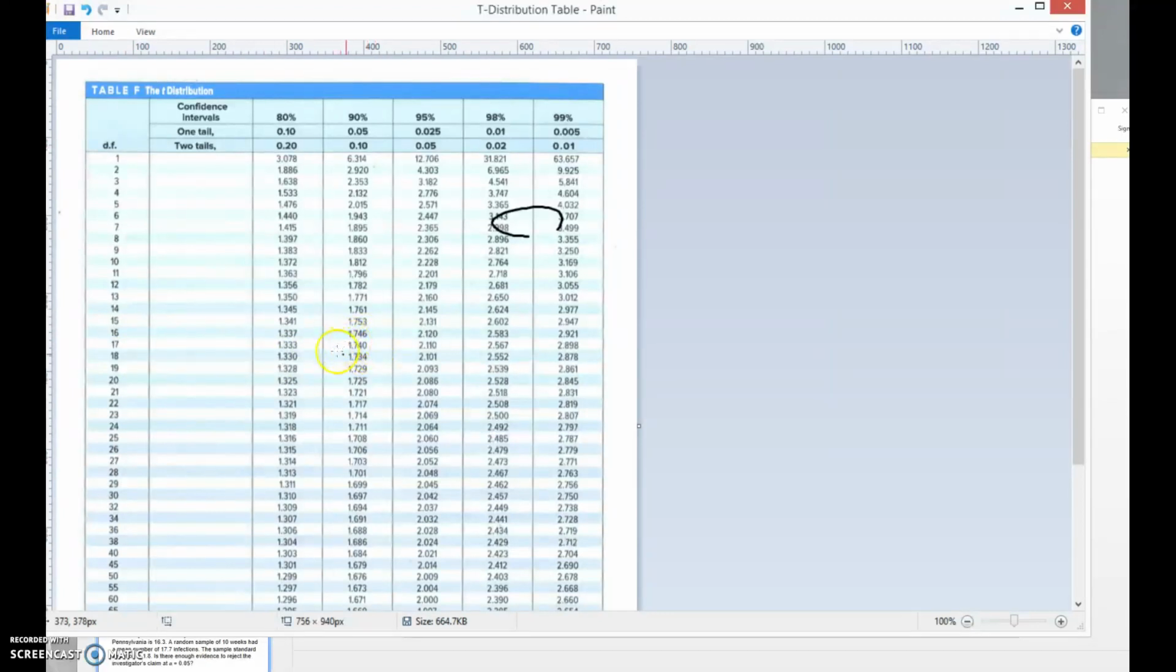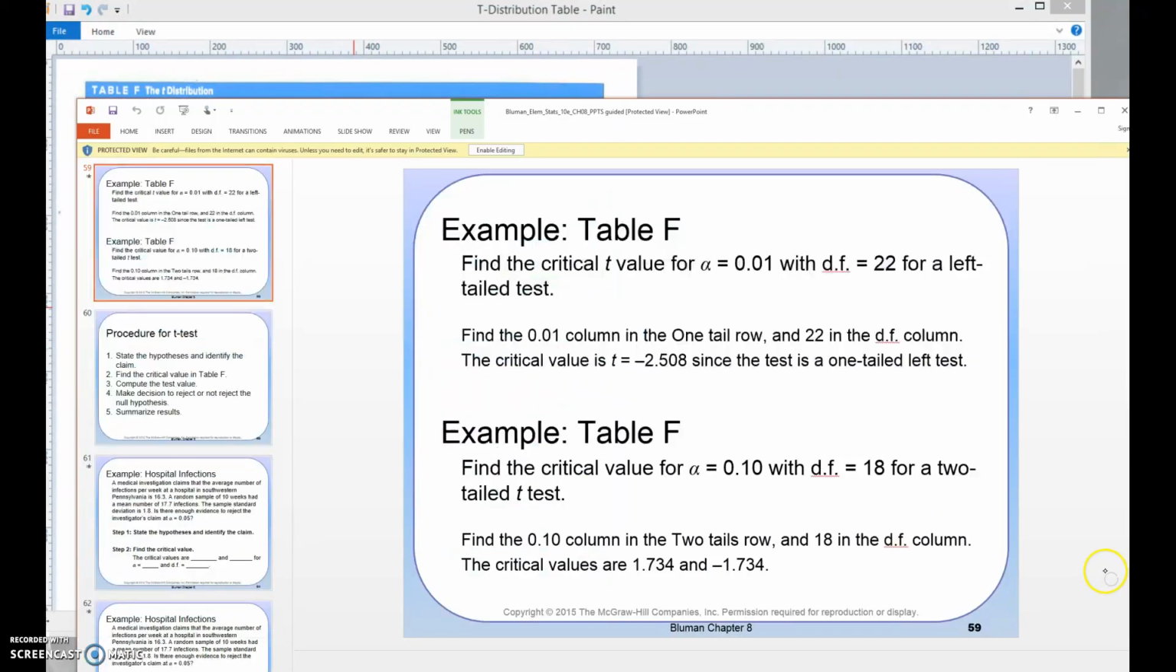Now, notice it gives us a positive value. Because it's a two-tailed test, we want the positive version and the negative version. That's why we're going to have a critical value of 1.734 and negative 1.734. Pay attention to right-tailed, left-tailed, and if it's two-tailed.